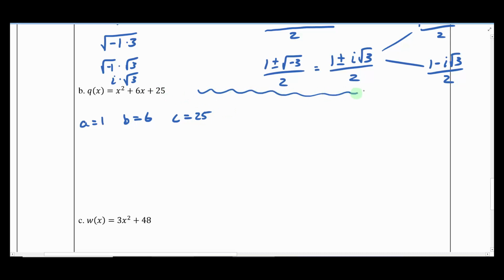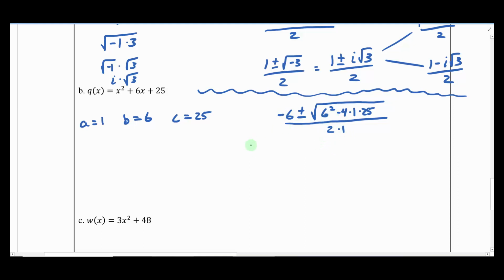And I'm going to make sure we separate so we don't get confused here. So we've got negative B, so that's going to be negative 6 plus or minus the square root of b squared, so we got 6 squared, minus 4 times 1 times 25. Okay. All over 2 times a, so that's going to be 2 times 1.